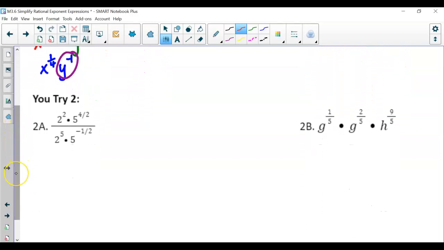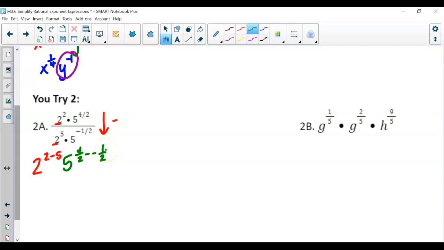So go ahead again, pause the video, try these two you-tries now on your own. And here we go. So again, you should have noticed when dividing, bases are the same. So again, subtract, but top to bottom. So for the base 2, 2 minus 5. And here for our base of 5, you have 4/2 minus negative 1/2.